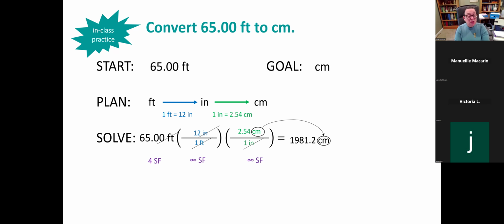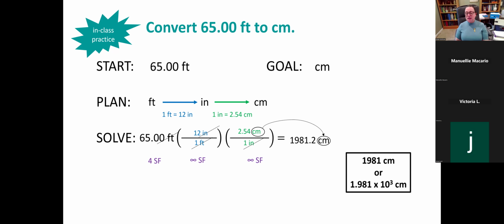You can put it in scientific notation, or you can leave it the way it is. That is 100% up to you. This problem did not say do it in a particular way. All right, great. I like that we put our answer with the unit as well. 1,981 centimeters or 1.981 times 10 to the 3 centimeters. Either way is completely fine. And if you went another route, you should get the same value, assuming you used correct conversion factors that were true and you used them properly.